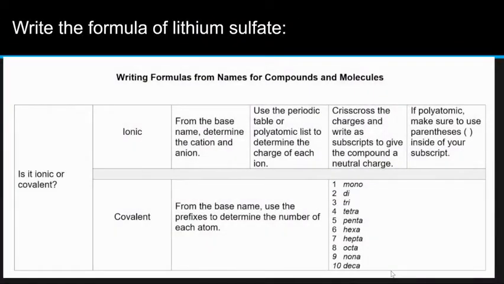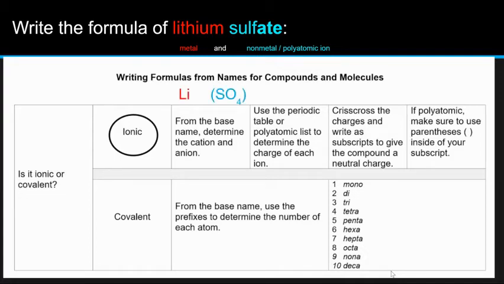All right, let's try another problem. Write the formula for lithium sulfate. Your first question should be, is it ionic or covalent? Hopefully you answered ionic because lithium is a metal and sulfate is a polyatomic ion composed of nonmetals. From the base name, determine the cation and the anion. What's the correct symbols for lithium and sulfate? Hopefully you said lithium symbol is Li and sulfate is SO4.